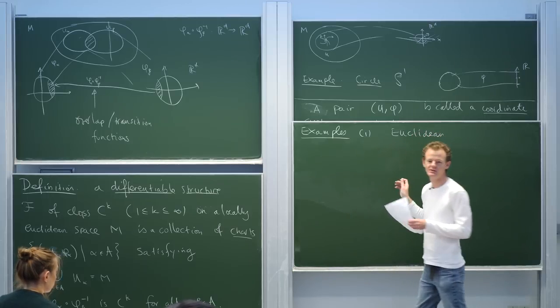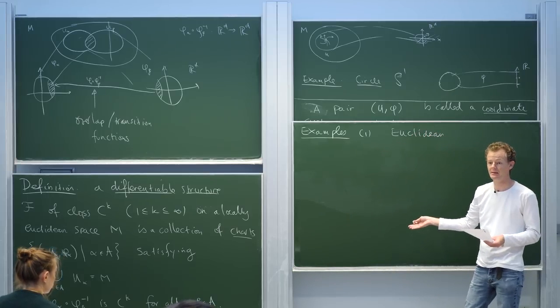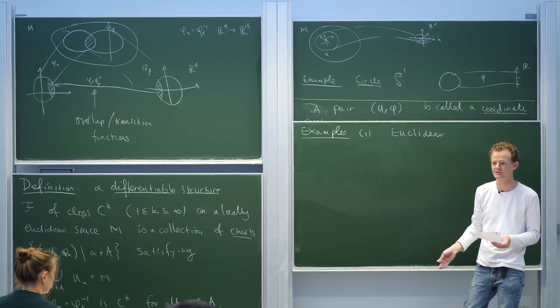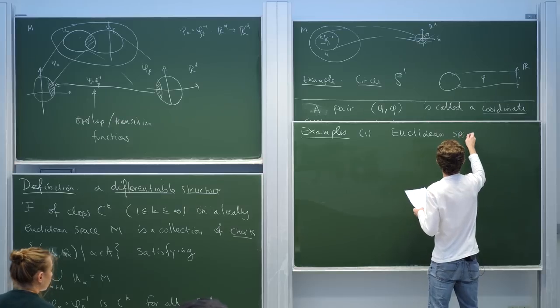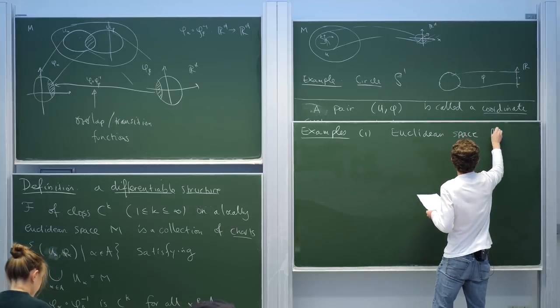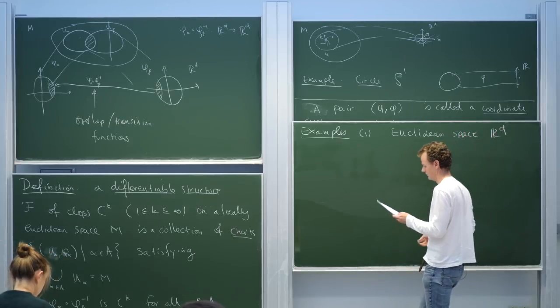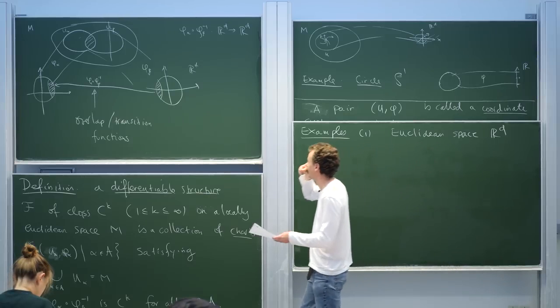So, what is all this stuff meant to generalize? Well, Euclidean space, so it better be the case that Euclidean space itself is an example. If not, then wow, that was a really bad definition.